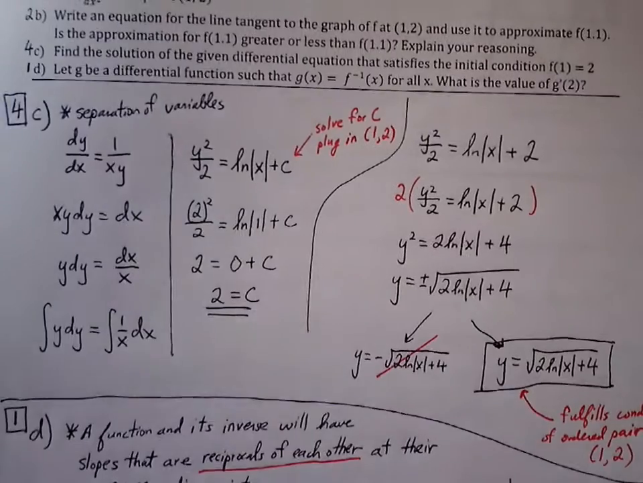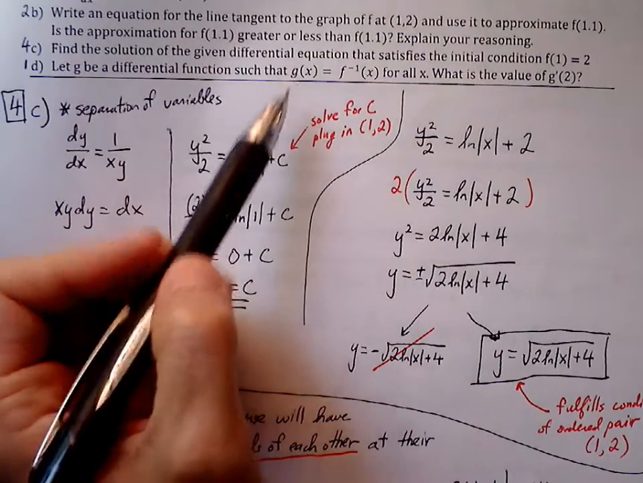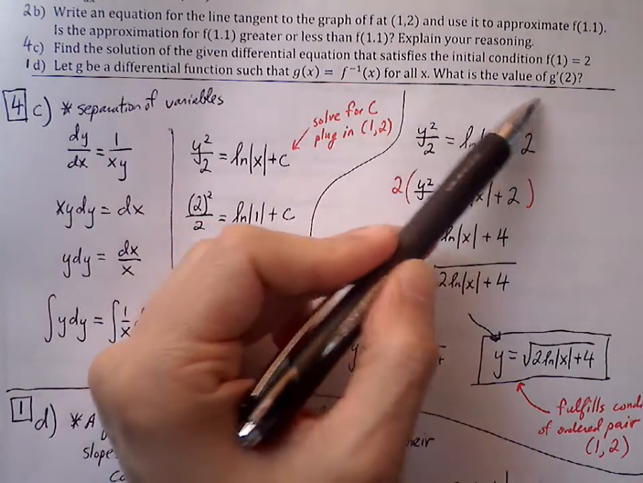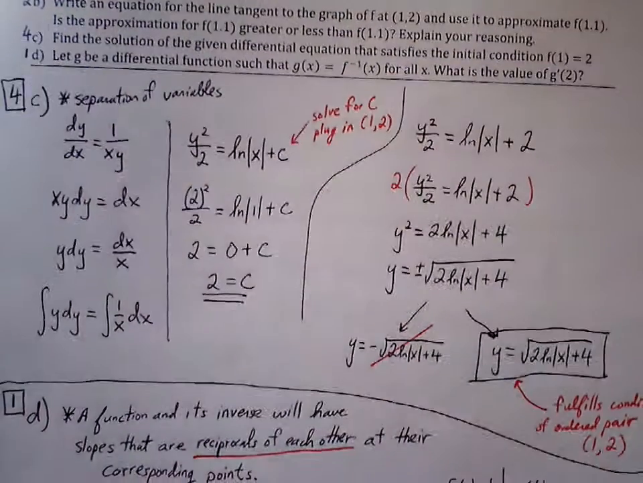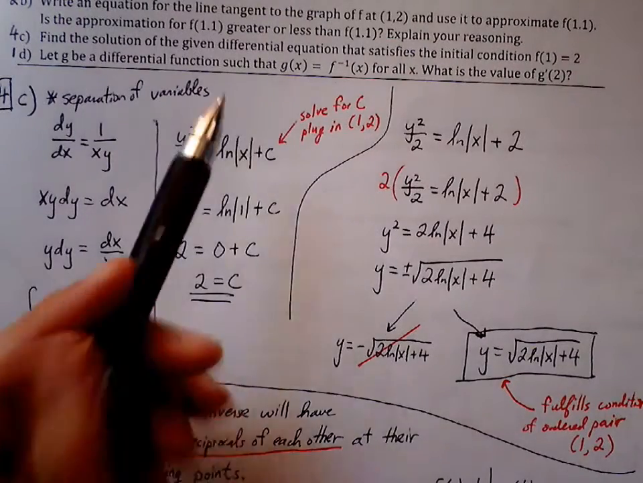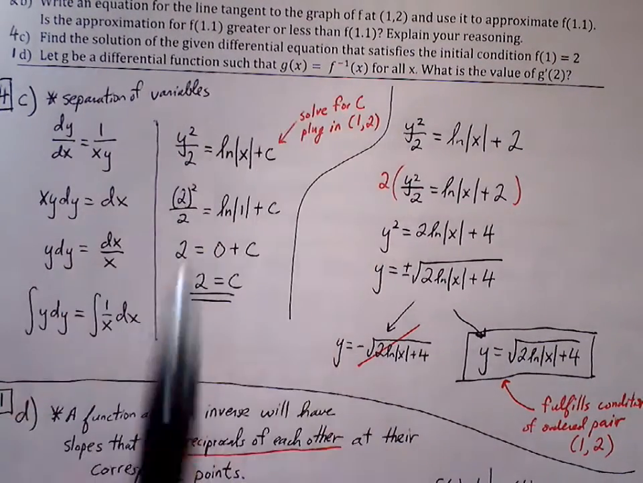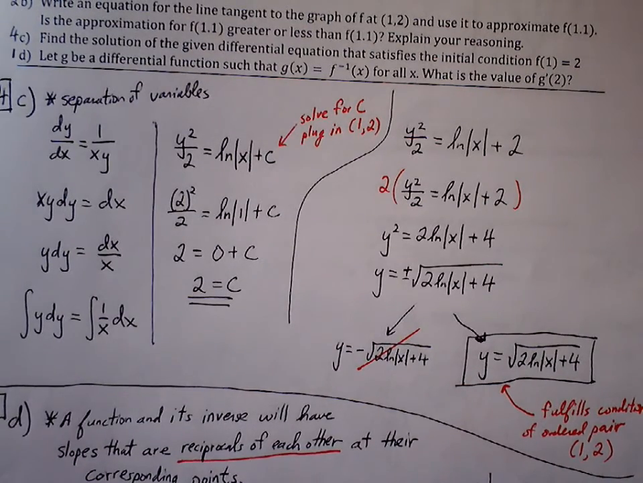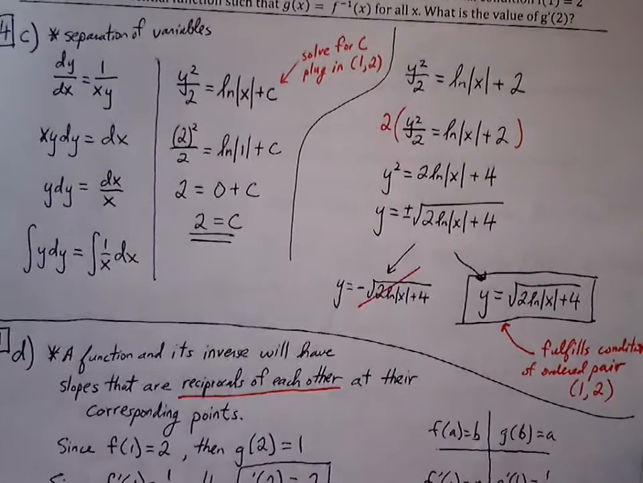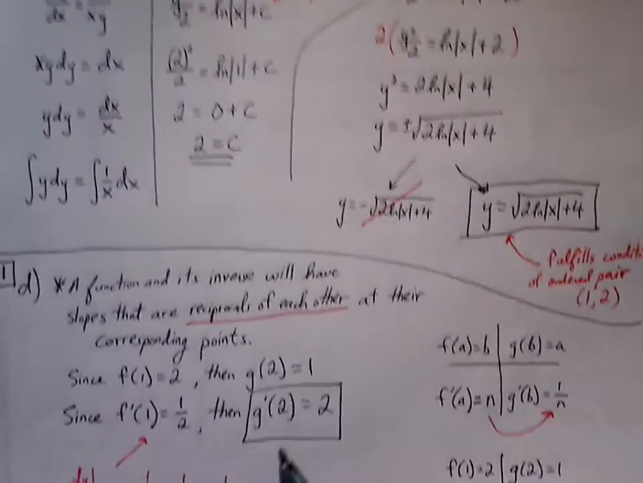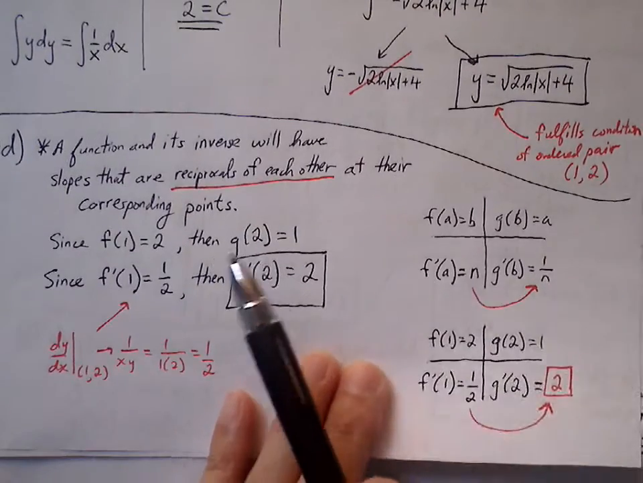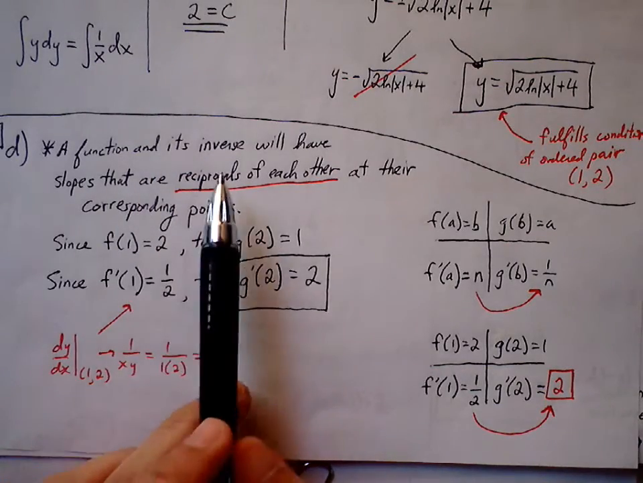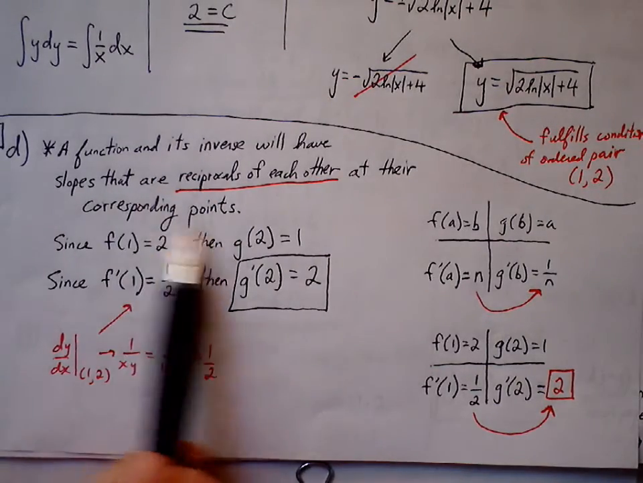All right, part D. Let g be a differentiable function such that g of x equals the inverse f of x. What is the value of g prime of 2? So we need to establish that relationship there between a function and its inverse, and also the relationship between their corresponding points or slopes at their corresponding points. So here's the general overview here. A function and its inverse will have slopes that are reciprocals of each other at their corresponding points.